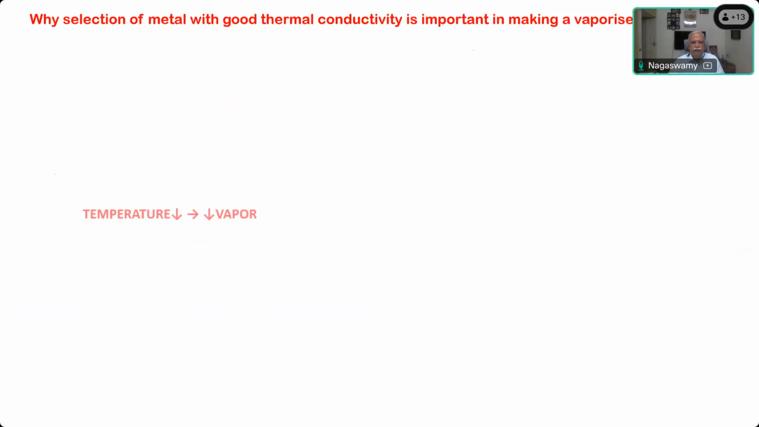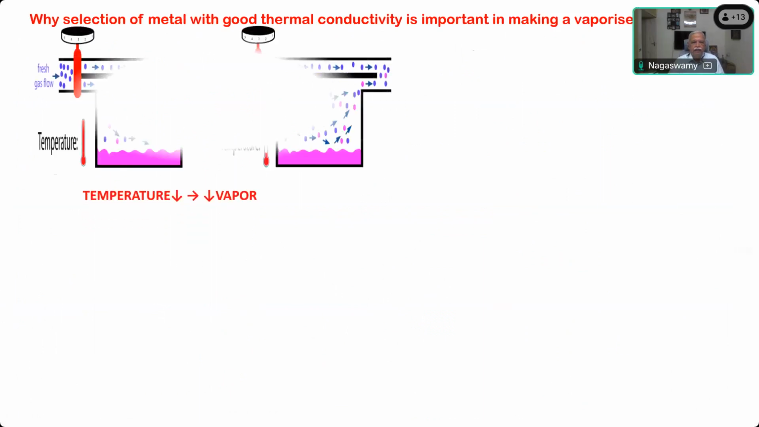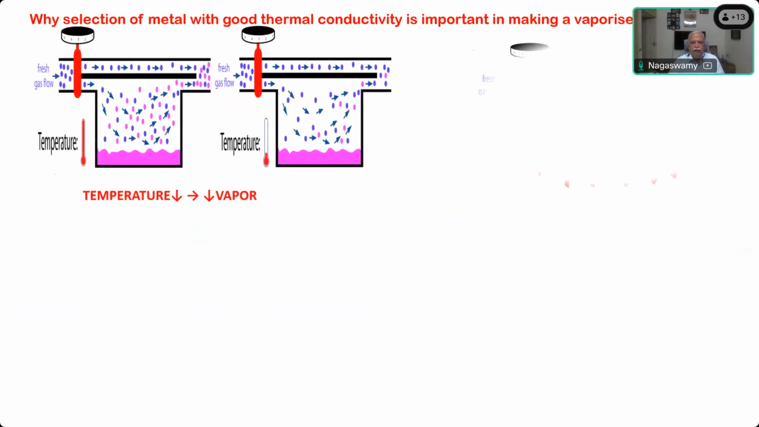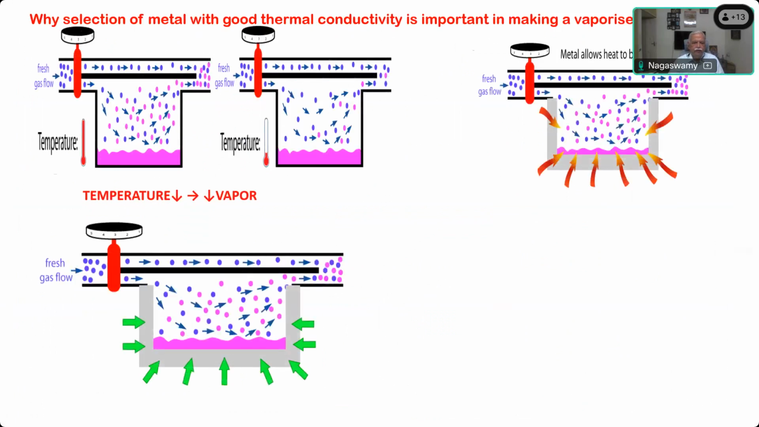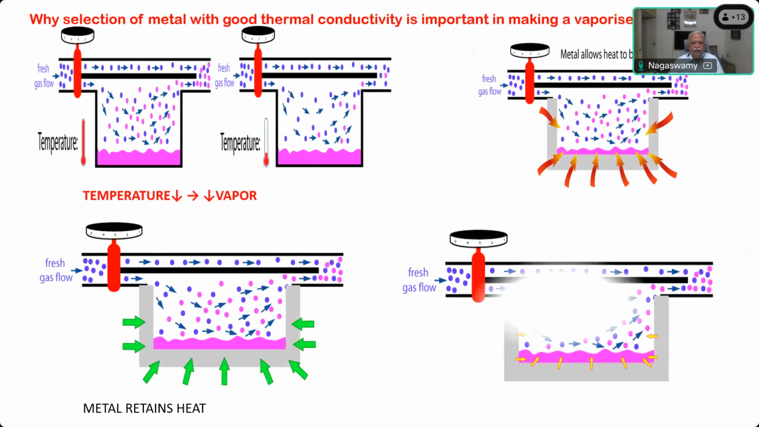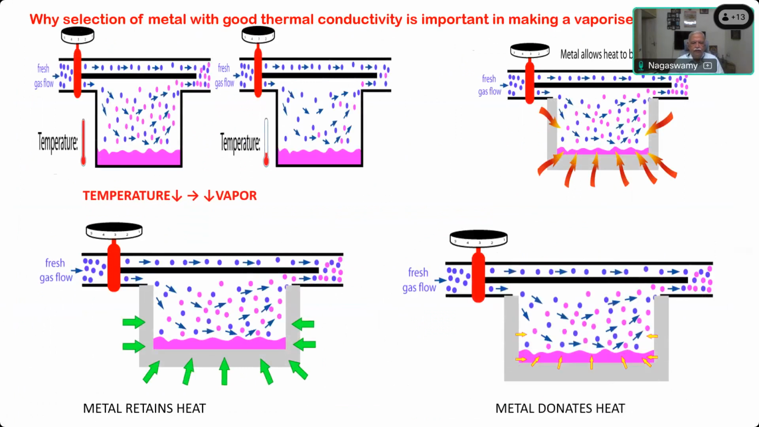Already we have seen that a decrease in temperature means a decrease in vapor, and an increase in temperature means an increase in vapor. So the metal is the one which is going to give the latent heat of vaporization for the liquid. The metal retains heat and donates heat. That is the reason why you must choose a metal which will hold heat and also deliver the heat to the liquid.